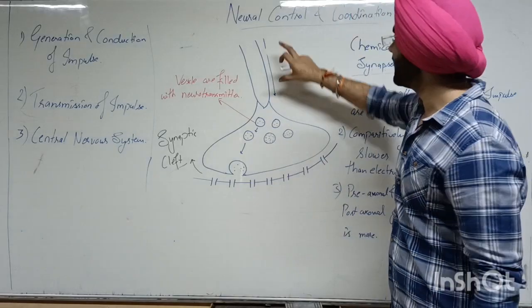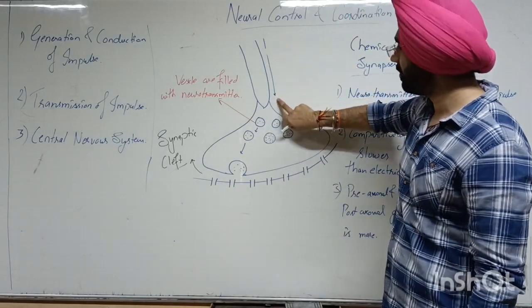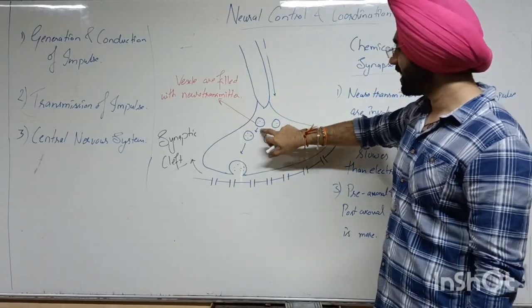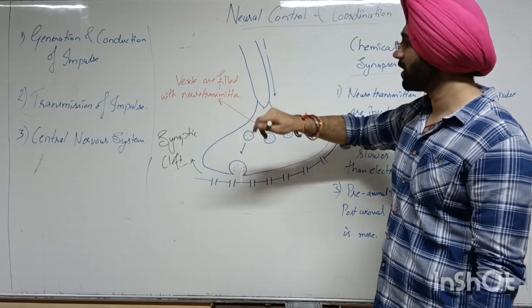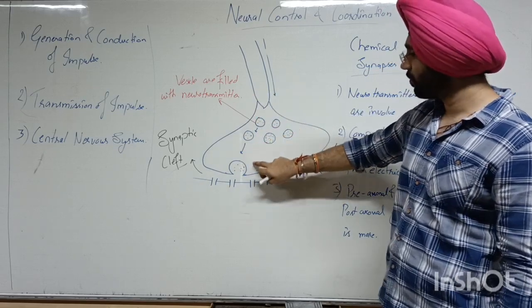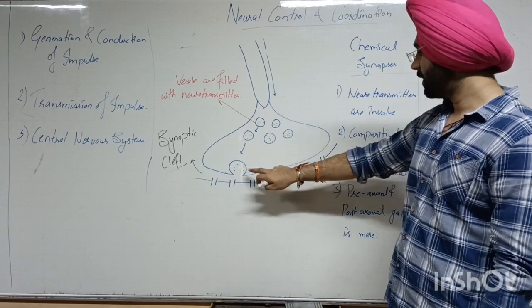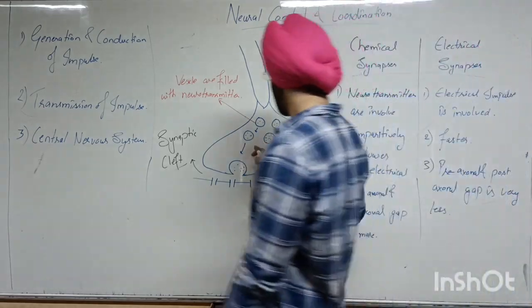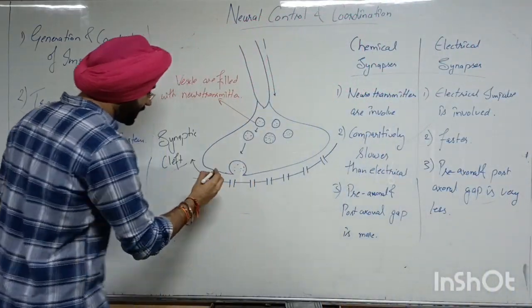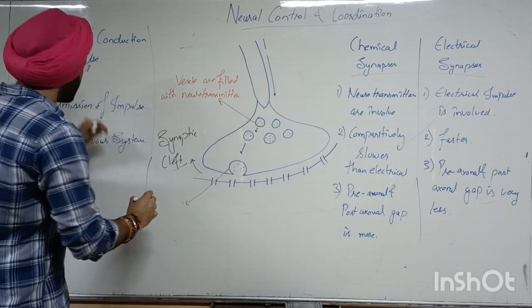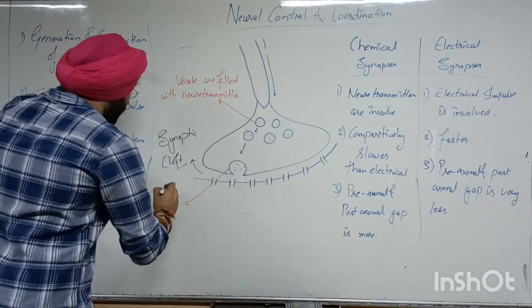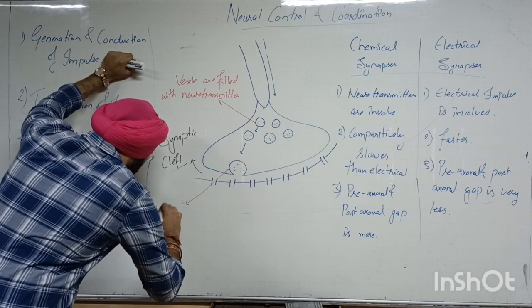What's happening is the action potential has come to this point, and now these are generating some vesicles. Those vesicles are filled with fluid known as neurotransmitter, and the vesicles move toward the pre-axonal membrane, and these vesicles get fused with the synaptic nerve membrane.